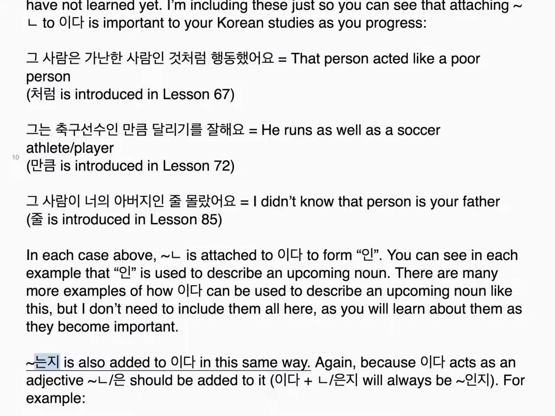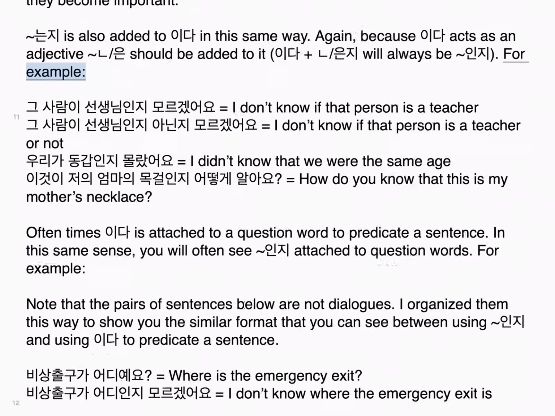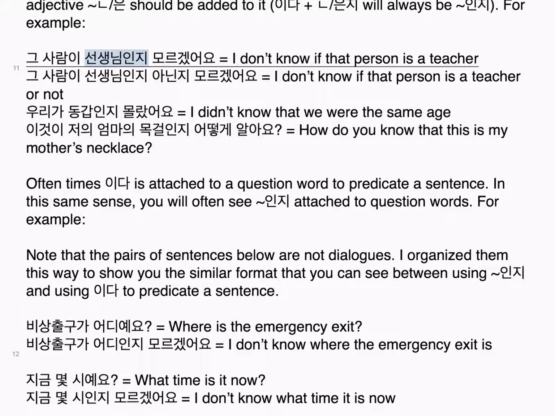Tilde 는지 is also added to 이다 in this same way. Again, because 이다 acts as an adjective, 는 should be added to it. 이다 plus 는지 will always be 인지. For example, 그 사람이 선생님인지 모르겠어요 equals I don't know if that person is a teacher.